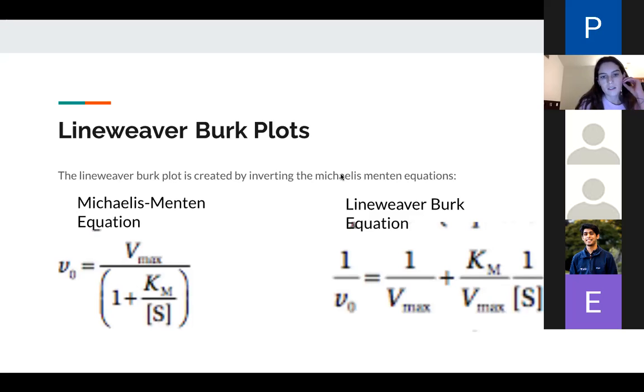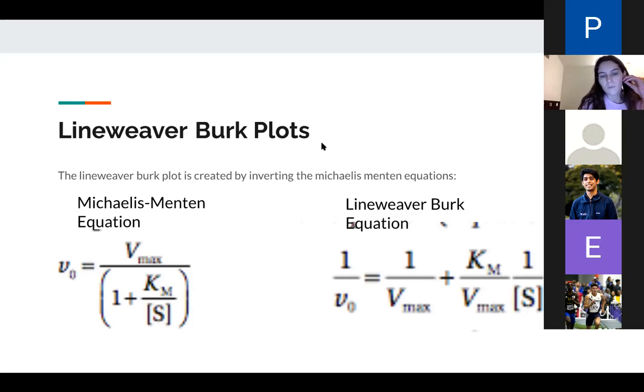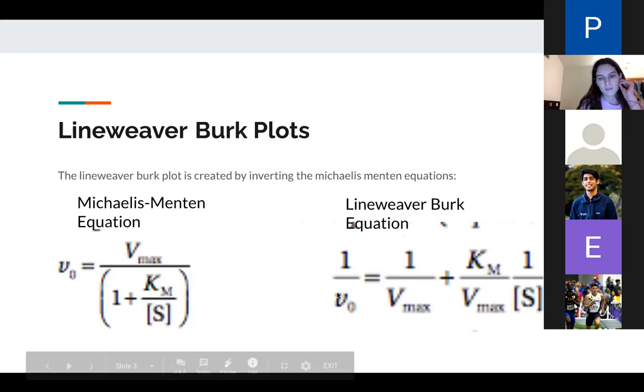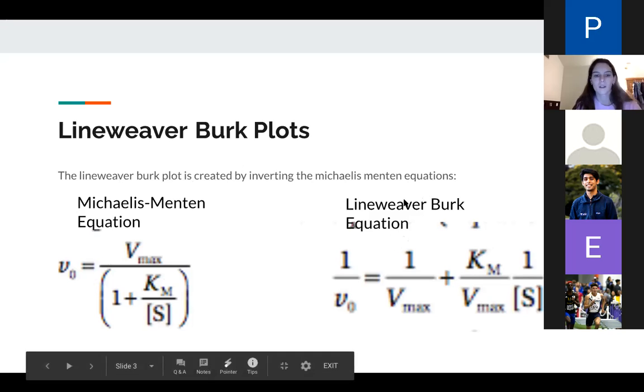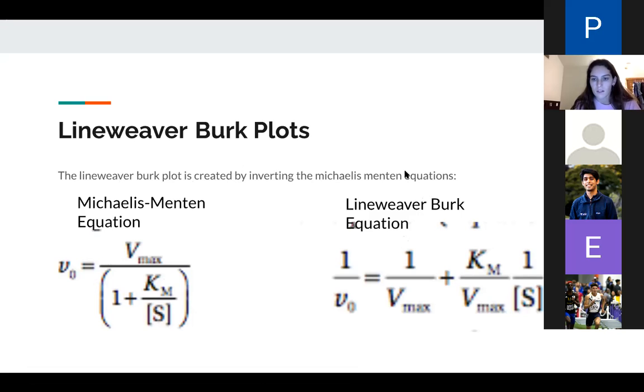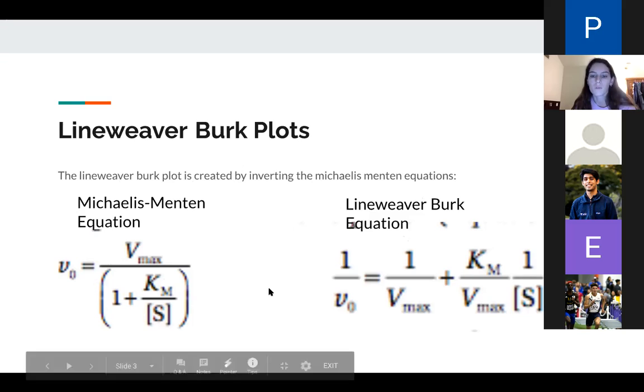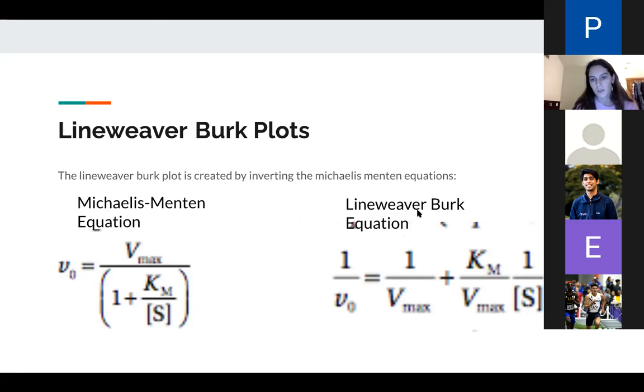So this is the Lineweaver-Burk plot, the linearized form. It's created by inverting the Michaelis-Menten equation. You can see here the Michaelis-Menten equation, and then this is the Lineweaver-Burk. You just do 1 divided by, and it gives you these equations. These are both really important equations to know, and the more you work with them, the easier it will be to memorize them.